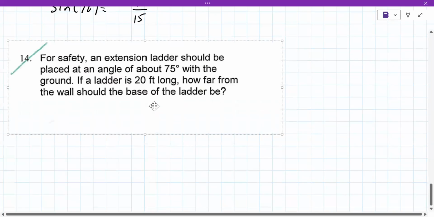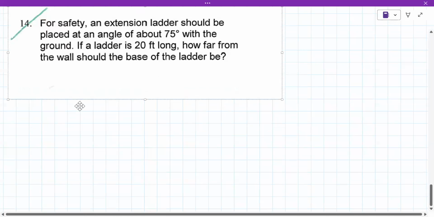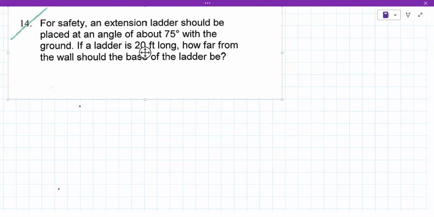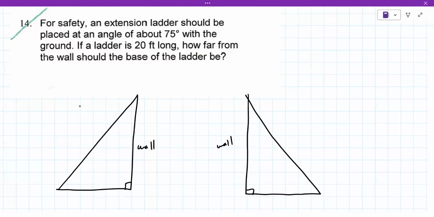All right. For safety, an extension ladder should be placed at an angle of about 75 degrees with the ground. If a ladder is 20 feet long, how far from the wall should the base of the ladder be? All right, there are two kind of ways to view this problem. One is where the wall is on the right, and there's one where the wall is on the left. Which way do you see it? And there's not a wrong answer. It's just, how do you visualize this?